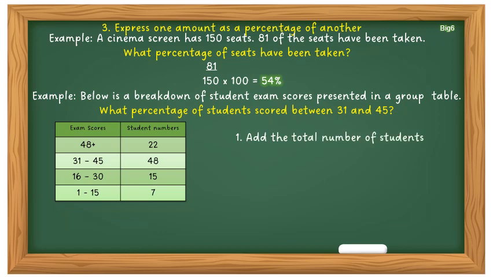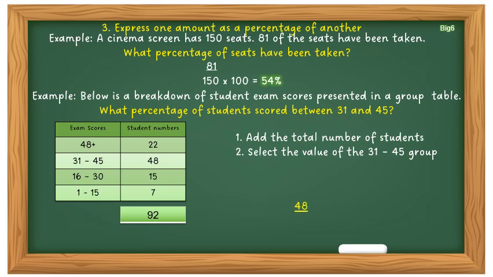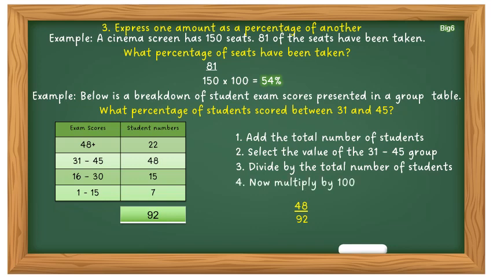So the first thing we have to do is add the total number of students. As you can see there, there are 92 students in total. Then you select the value of the 31 to 45 group, which is 48. You divide by the total number of students, so 48 divided by 92. We now need to convert this to a percentage, so we simply multiply by 100, and that tells you that 48 is 52.2% of 92.